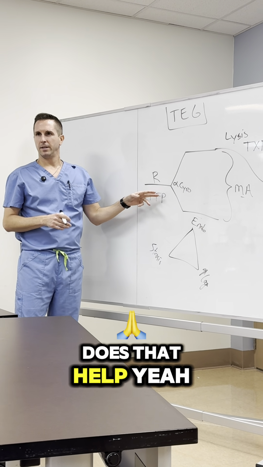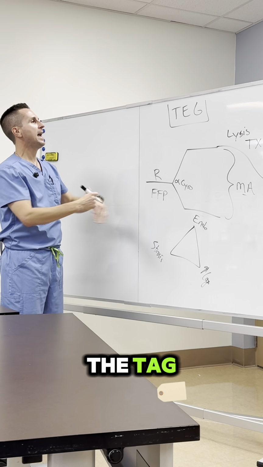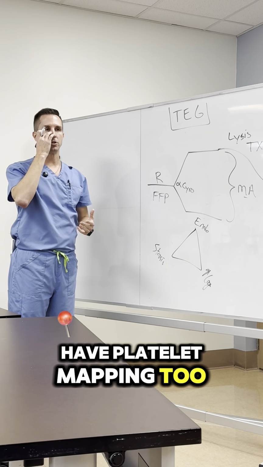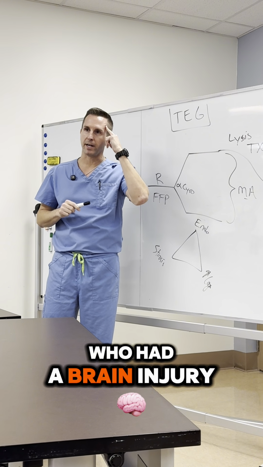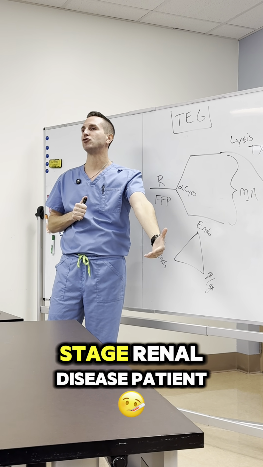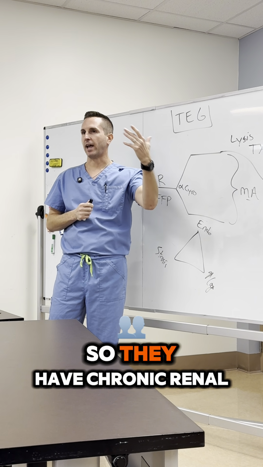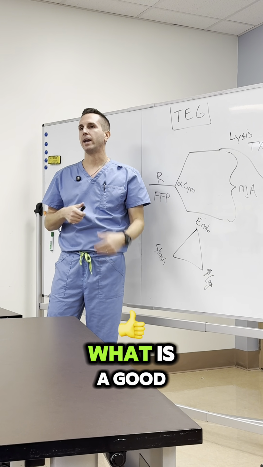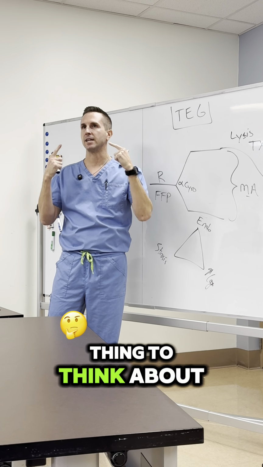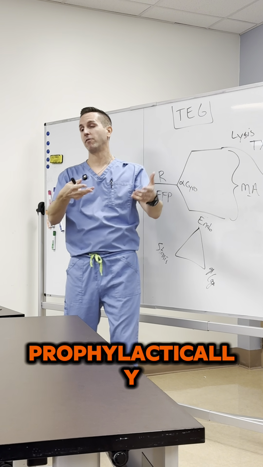Does that help? So again, we get the TEG, and then we also have platelet mapping too, which is helpful. And then a good question the other day, we had a patient who had a brain injury who was an end-stage renal disease patient. So they have chronic renal failure. They're on hemodialysis. What is a good thing to think about to give them almost prophylactically?